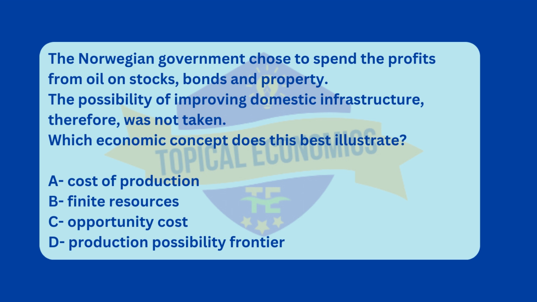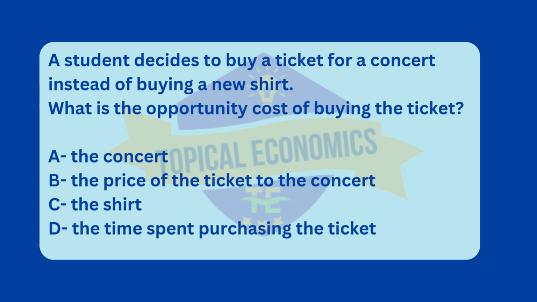Lastly, option D, production possibility frontier, PPF, is incorrect, because the production possibility frontier, PPF, is a graphical representation that shows the maximum possible output combinations of two goods or services given fixed resources. While the PPF does illustrate the trade-offs in resource allocation, the scenario described is more directly related to the concept of opportunity cost, the value of what is sacrificed when one choice is made over another. Moving to the 14th question.